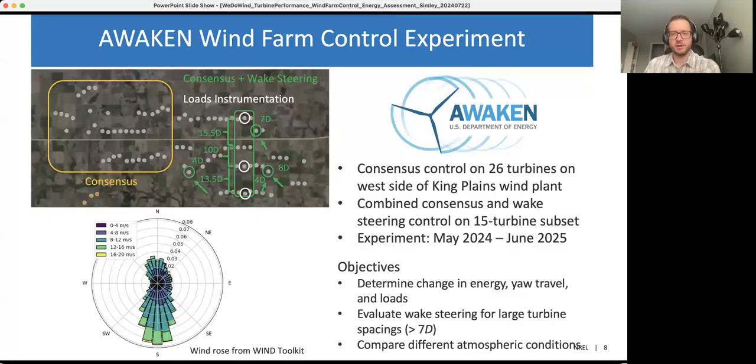So for this experiment, we are working with GE. We're modifying the turbine software so we don't have to add this extra hardware to try to trick the controller into yawing.